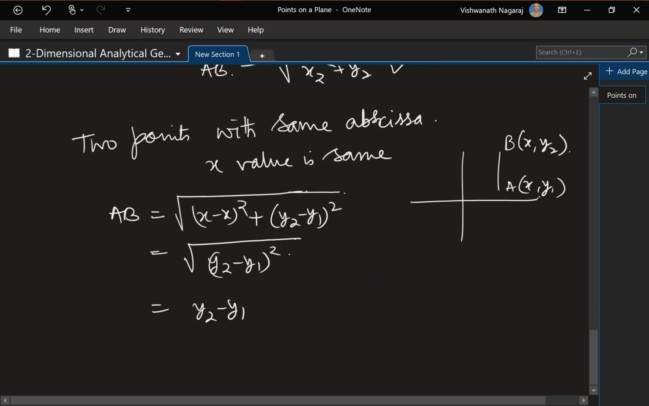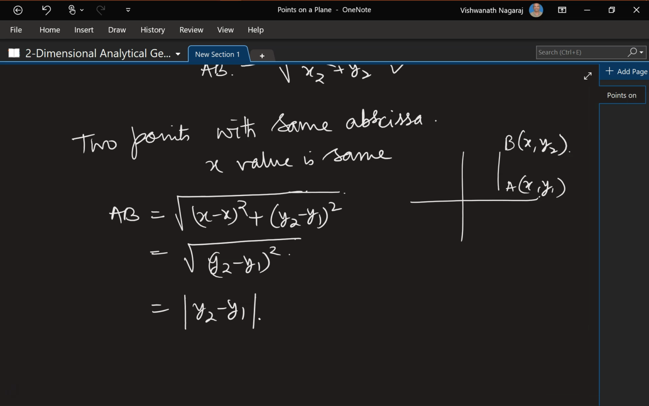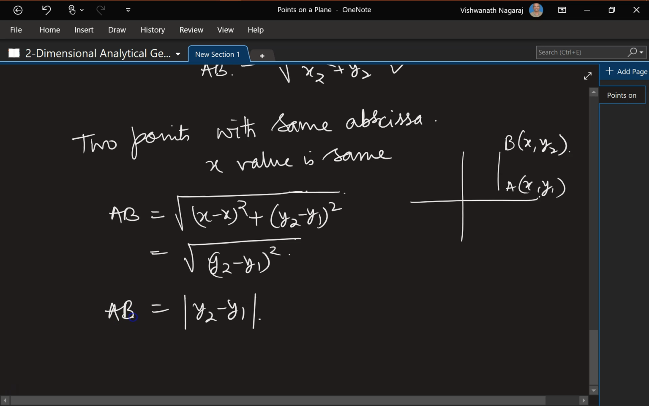But remember, it is possible that if we just use this y2 minus y1, we might end up with a negative number, and distances cannot be negative, right? So the magnitude of y2 minus y1 would be equal to AB, that distance.